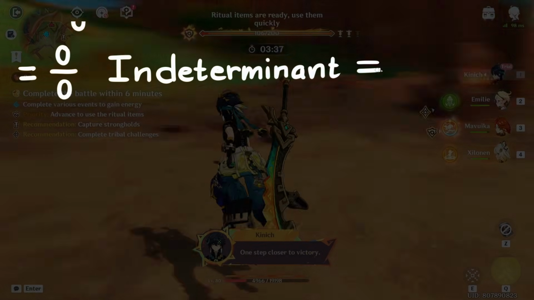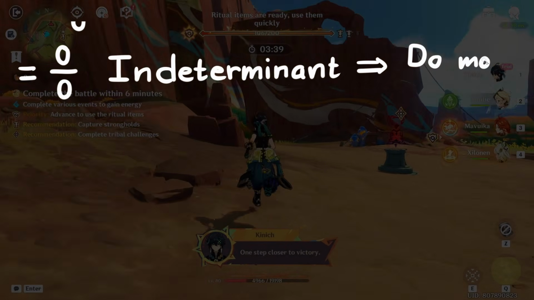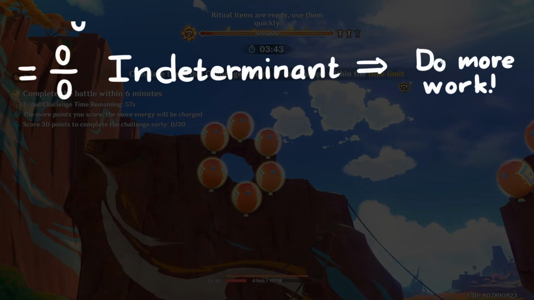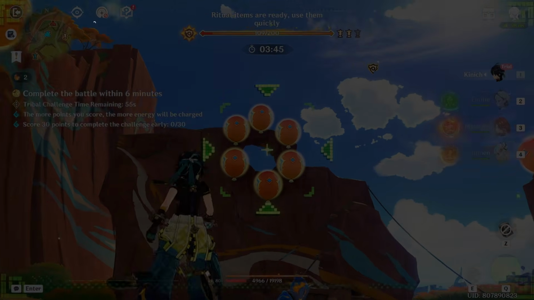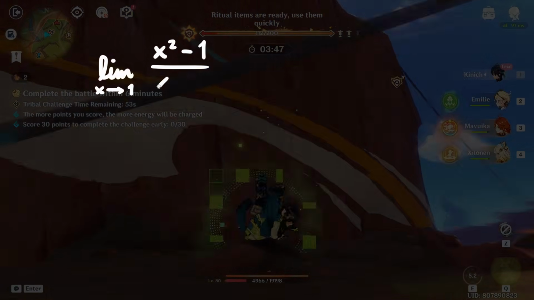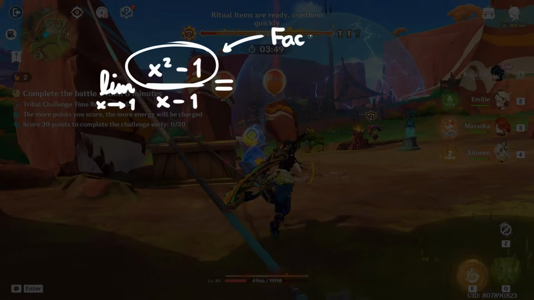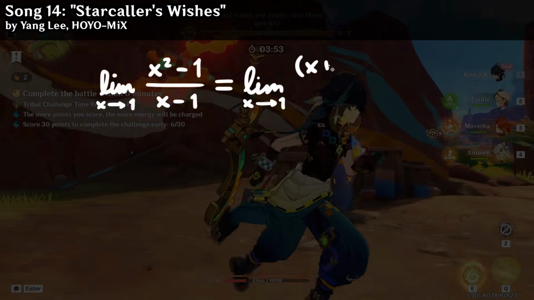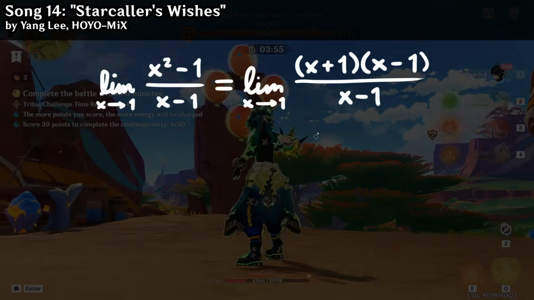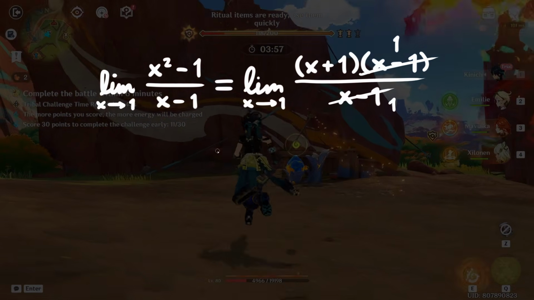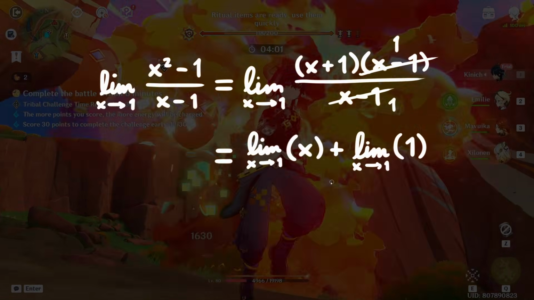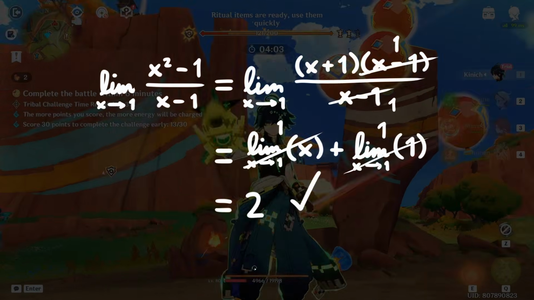To be specific, in cases where using algebra results in an indeterminate, it means that we need to do more work and simplify the expression first. Going back to the problem, notice that the numerator can actually be factored into x plus 1 and x minus 1. From here, we can distribute and recognize the constant and apply the limit, which gives us exactly what we expected, a value of 2.